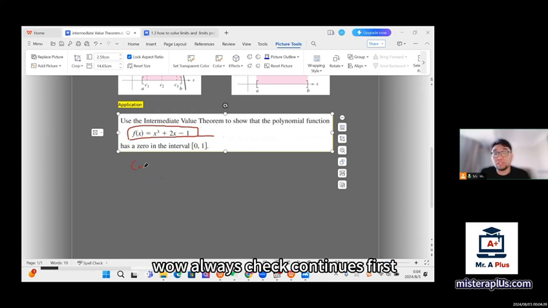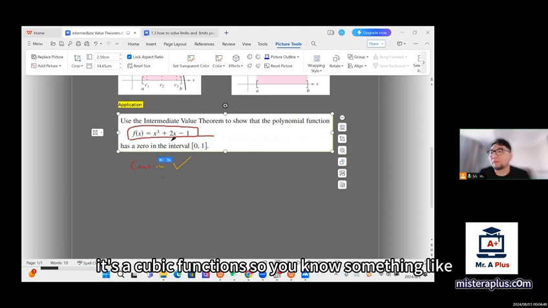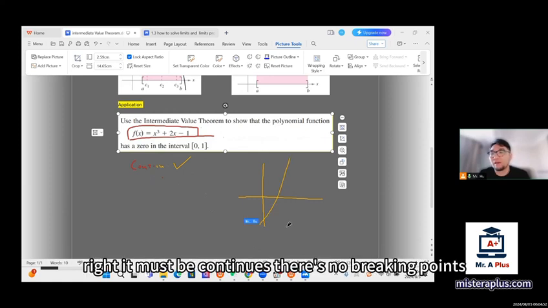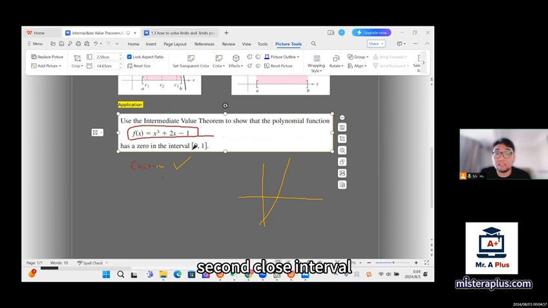Well, always check continuity first. Is that continuous? And let me switch a color. Yes, it is continuous, right? It's a cubic function, so you know something like this. It must be continuous. There are no breaking points. Second, closed interval. Yes, closed. Also check.